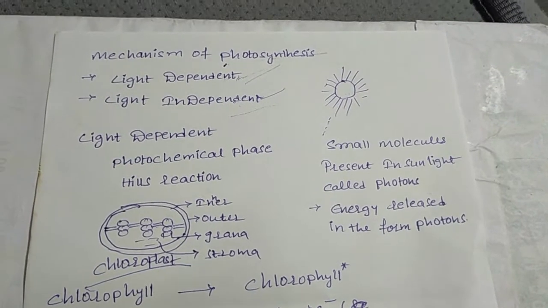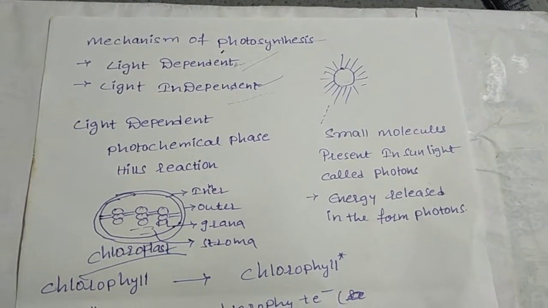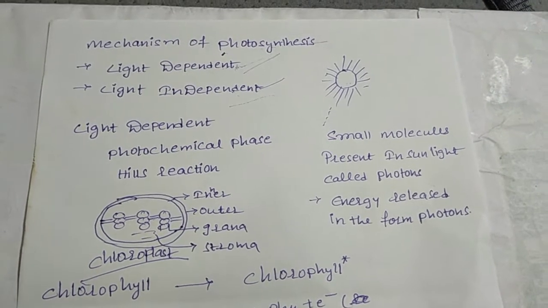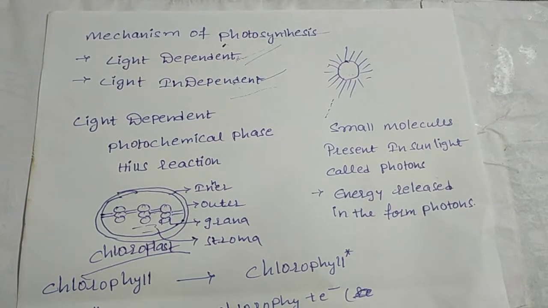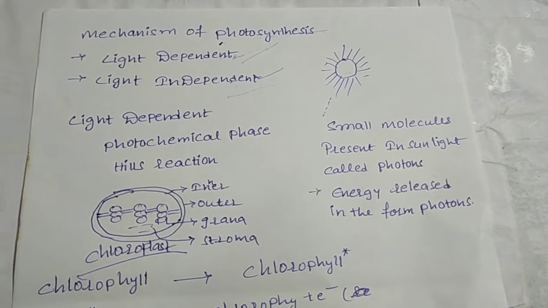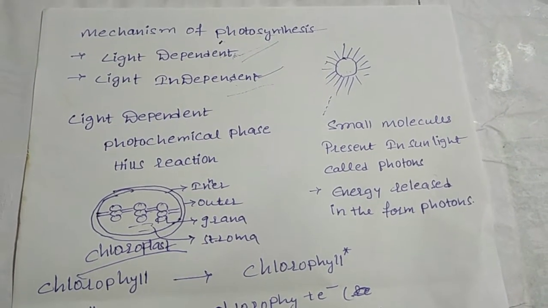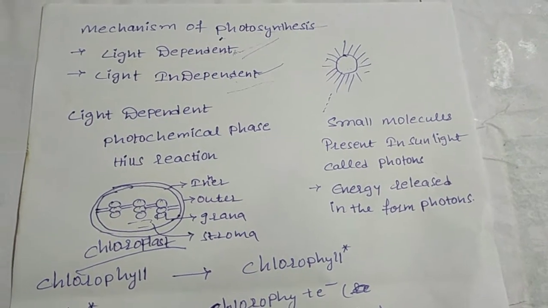Good afternoon, students. Today we are going to learn the mechanism of photosynthesis. Photosynthesis has two types of reactions: light dependent reaction and light independent reaction.